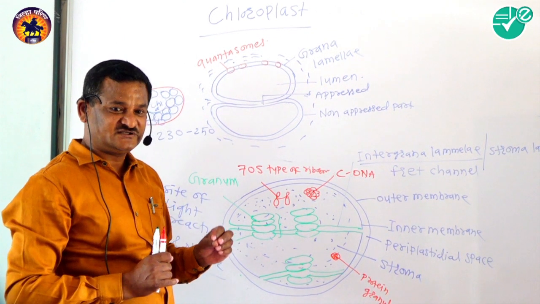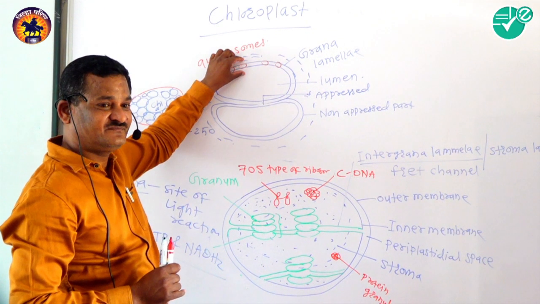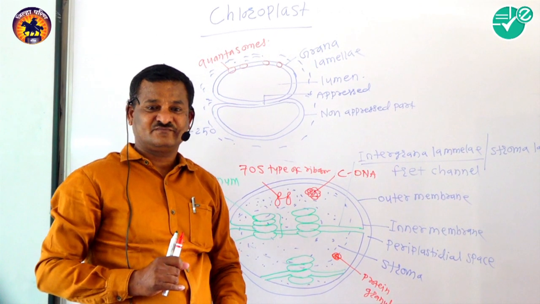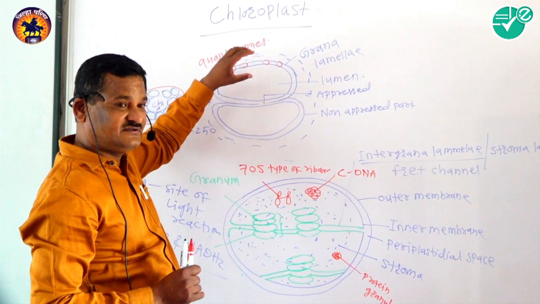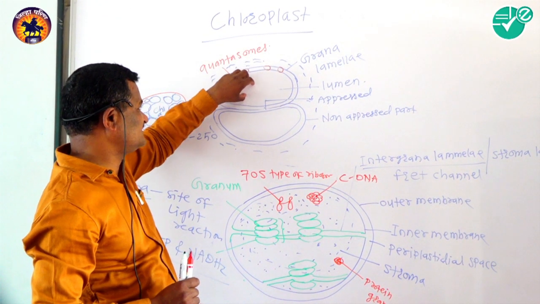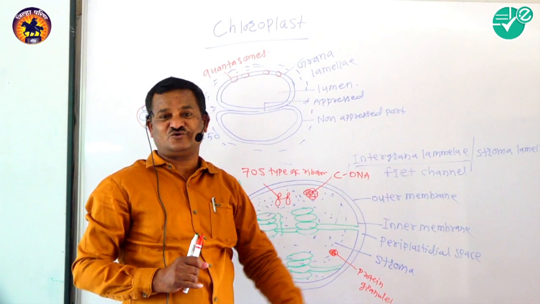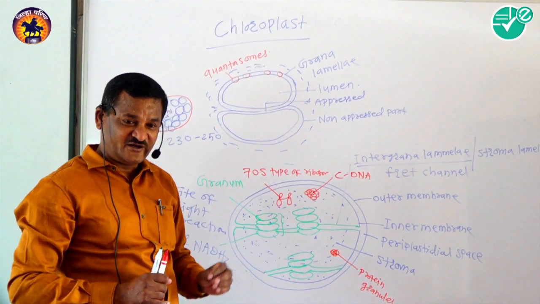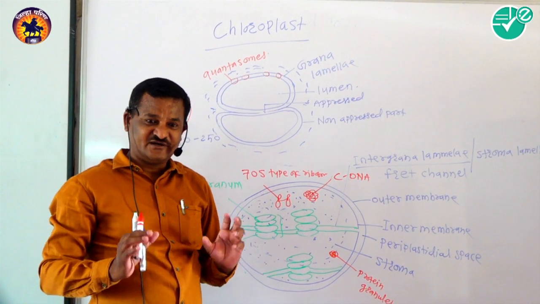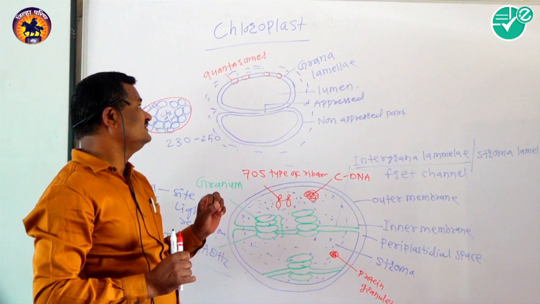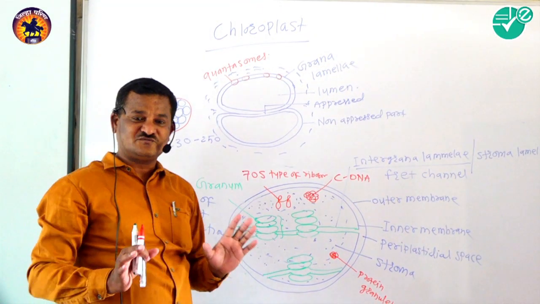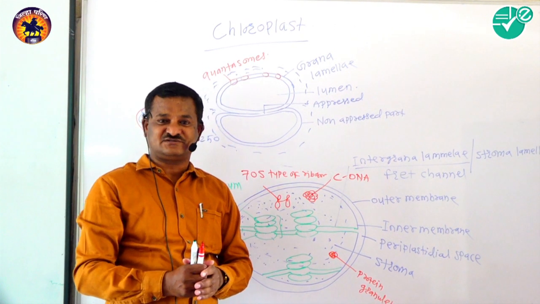Thylakoids consist of a double membrane. That membrane of the thylakoids is called grana lamellae. Then inside the membrane, the space present in the thylakoid is called lumen. The membrane of thylakoids contains PS first and PS second. The membrane of thylakoids also contains spherical oblate particles called quantasomes. Quantasomes are a group of photosynthetic pigments.